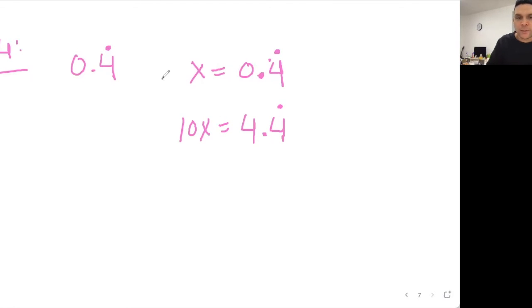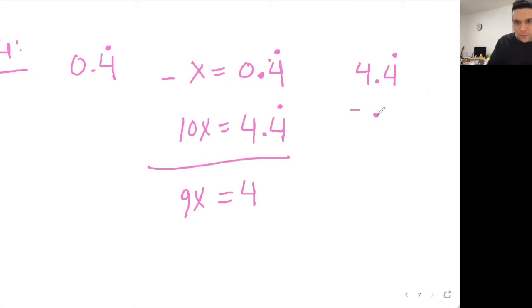So I'm going to subtract these numbers. 10x minus 1x is 9x. And the repeating part minus the repeating part, we just get 4, because these two parts cancel each other out and we're just left with 4. Let me do it on the side. I'm subtracting 0.4 repeating from 4.4. I hope I didn't confuse you.